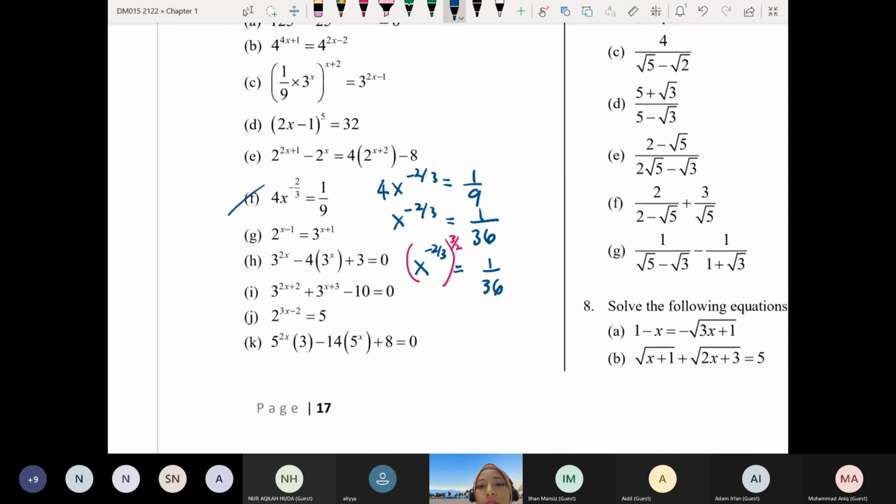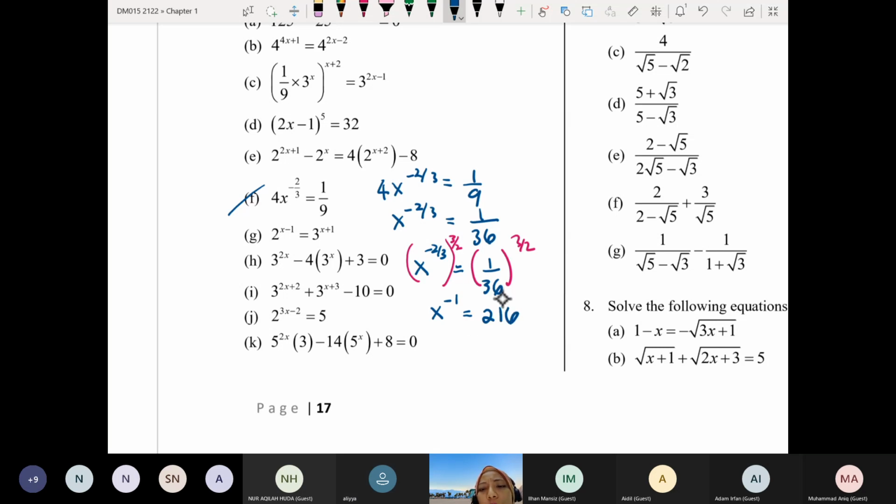Okay, so I continue. So dia akan jadi X negative 1 over. Okay, bila sebelah dah 3 over 2, ini pun kena 3 over 2. Okay. So tolong selesaikan 1 over 36 ni to the power of 3 over 2 dapat berapa? Enam kuasa tiga berapa? You all tekan calculator 6 kuasa 3 pun lambat eh you all. 216.